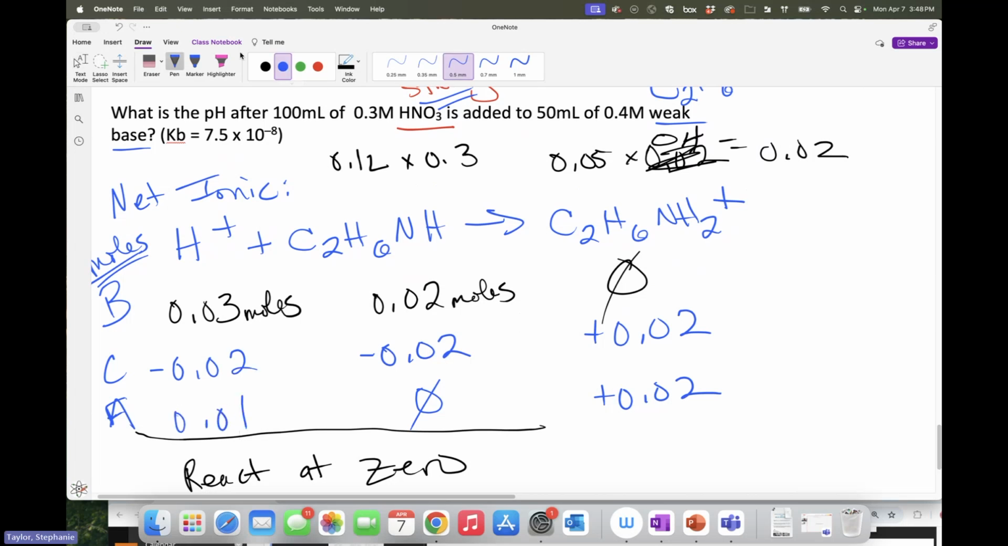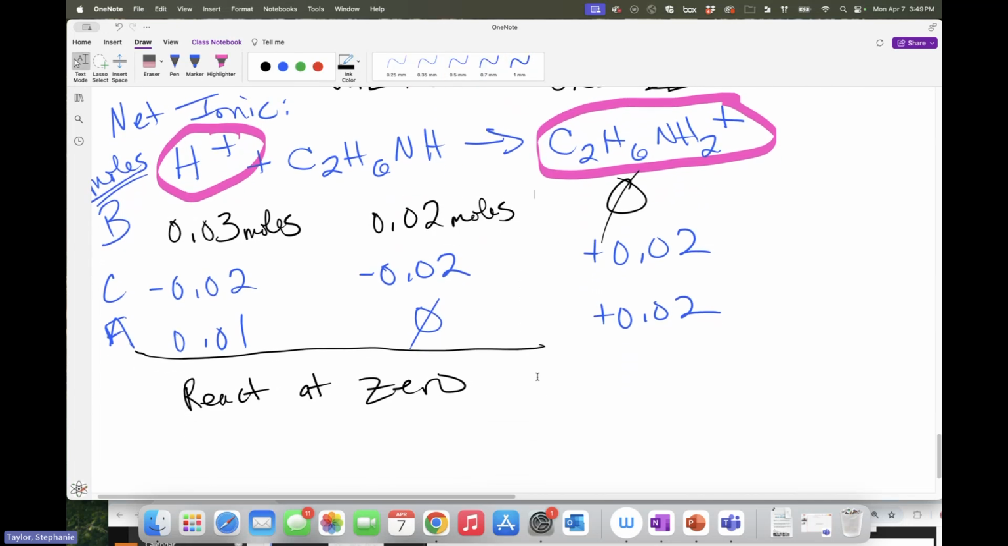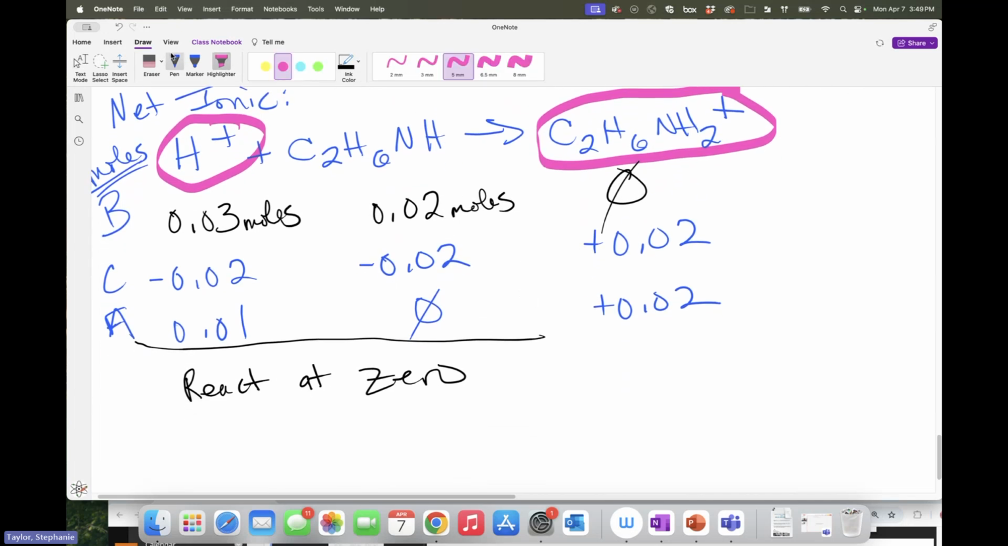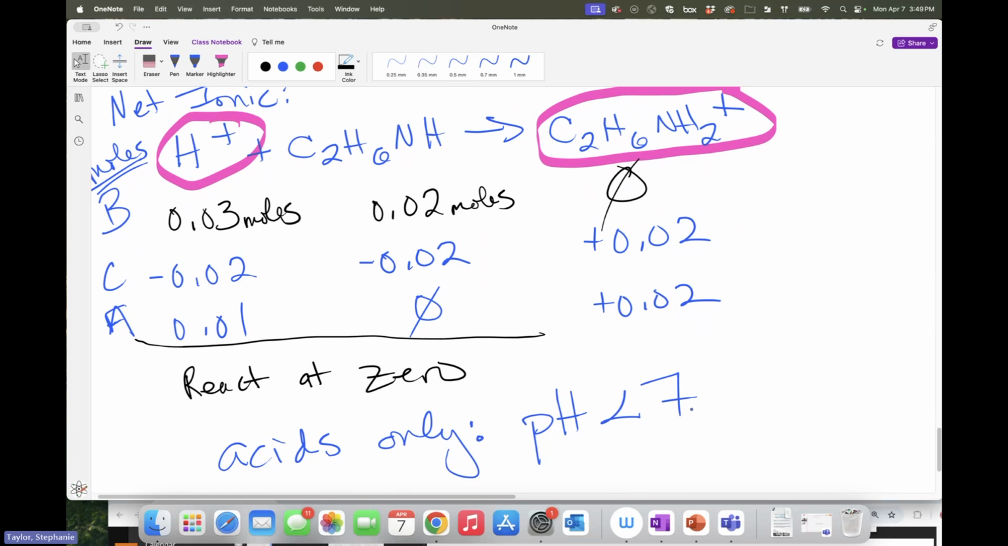So I'm at the end of my BCA table. I have 2 things left over. I have acid, strong acid, and I have weak acid. I have both. Now I'm going to go ahead and tell you this. So I have acid left over, acids only. So I expect my pH to be less than 7. Now that strong acid is going to dominate what we do. I only actually need to calculate the strong acid.